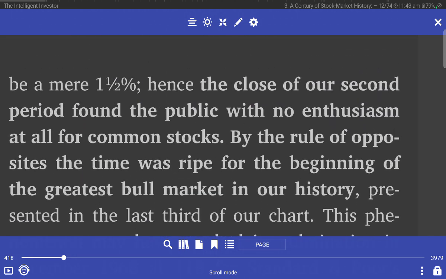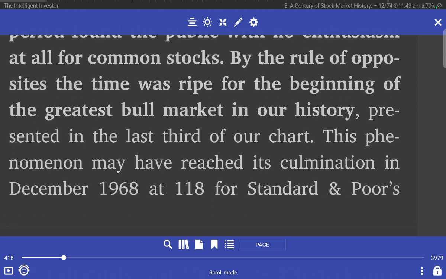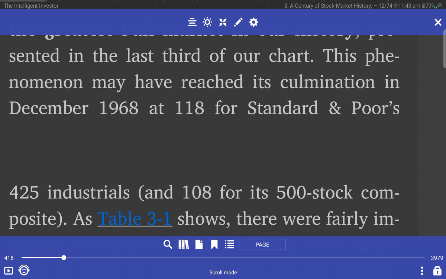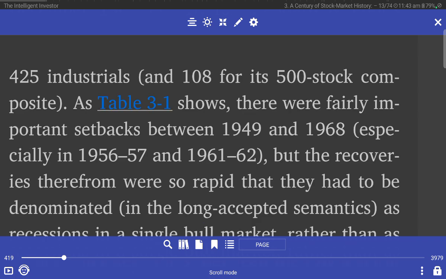Our second period found the public with no enthusiasm at all for common stocks, but by the rule of opposites, at the same time came the beginning of the highest bull market in our history. Presented in the last third of the chart, this phenomenon may have risen to its culmination in December 1968 and included the Standard & Poor's 425 industrials, 108 for the 500 stock composite.